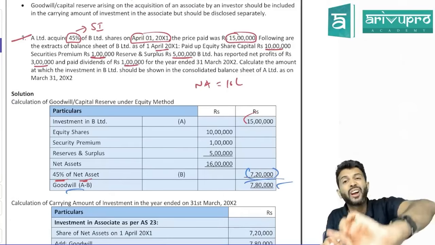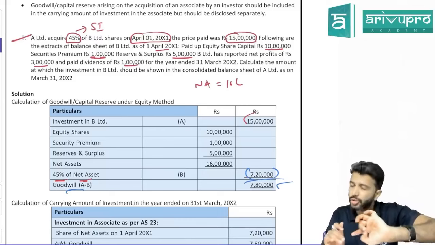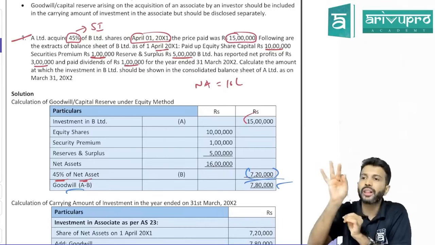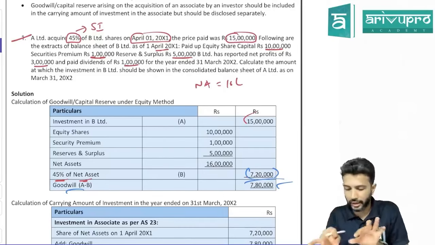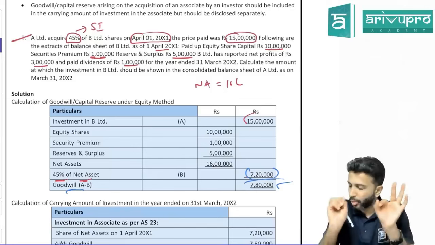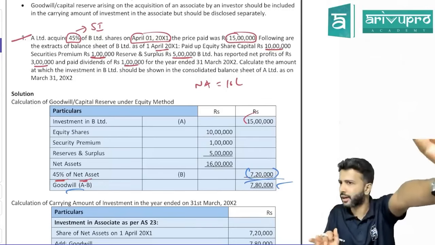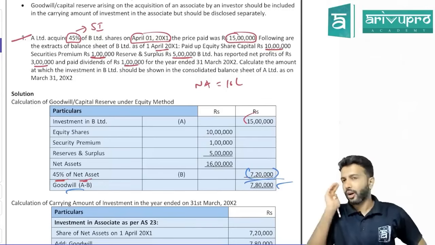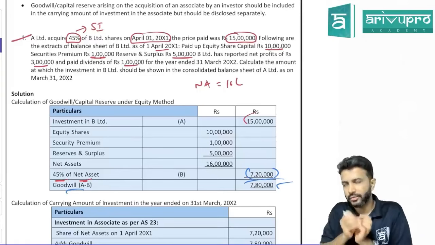This goodwill is not accounted, but we assume that it is included in the value of investment. How to show it? I'll tell you. First working note, everybody clear? So this is what you need to do. This is the same as amalgamation, correct? Now, how do we show this in our consolidated financial statement?